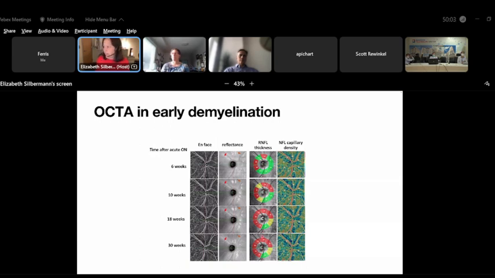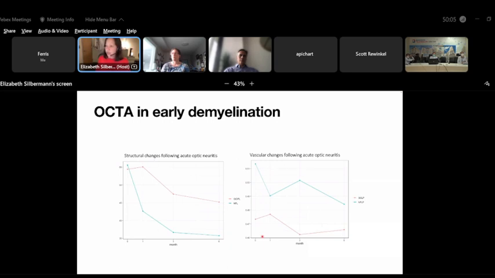So looking at this data in a different way, we can see that the structural changes for this individual following their optic neuritis are quite clear. There's a substantial drop in the retinal nerve fiber layer and a little bit of an uptick here, but in general, a drop in the IPL layer. But the vascular changes are moving up and down. There seems to be some variability in the vascular measures here.